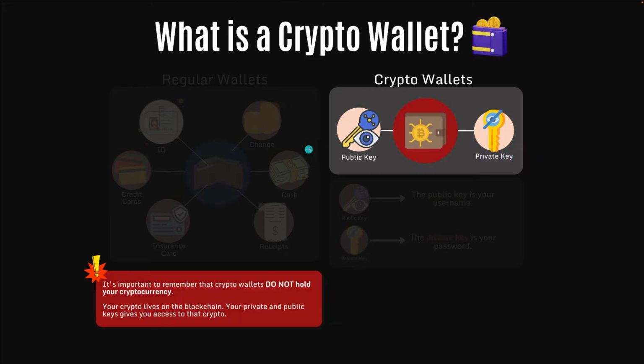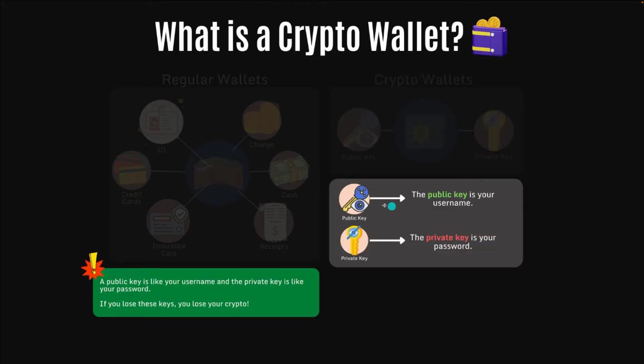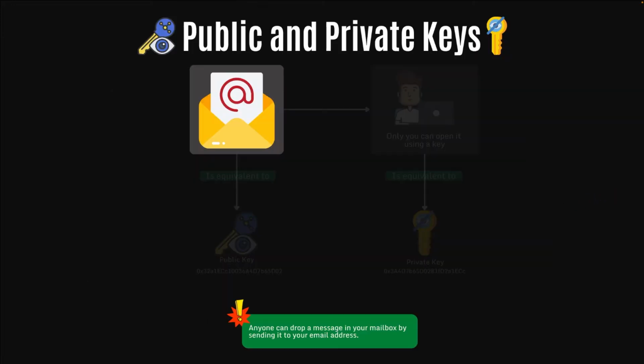But before we continue to public keys and private keys, it's important to remember that your crypto wallets don't store your cryptocurrency. Your crypto actually lives on the blockchain. So your public key is more like a username, and your private key is like your password, right? So if you go into any website, you have to put in your username and password. That's kind of like how you use your public and private keys.